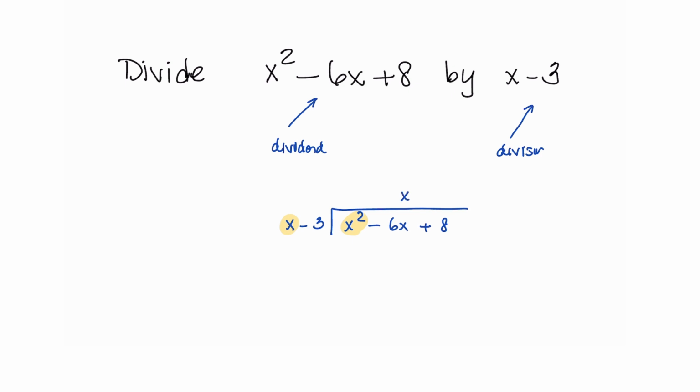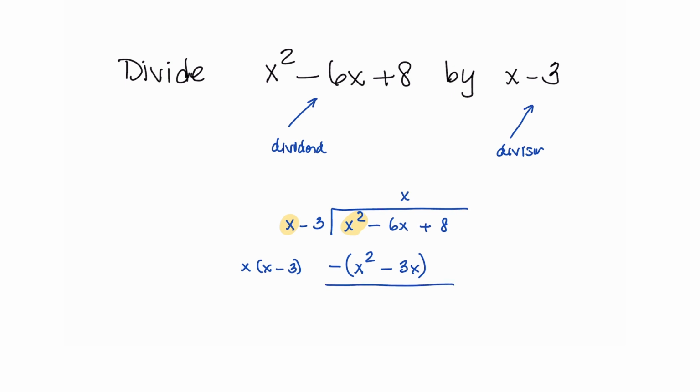x up here. Now, as with integer long division, we take whatever we put in the quotient, multiply it by the divisor, and subtract from the dividend. So I'm going to take x times x minus 3, and that gives me x squared minus 3x, but I'm going to subtract that from the dividend. But here we have terms that we're subtracting, so we have to make sure that we're subtracting the entire thing. So put parentheses around it and a subtraction symbol outside, and then we subtract.